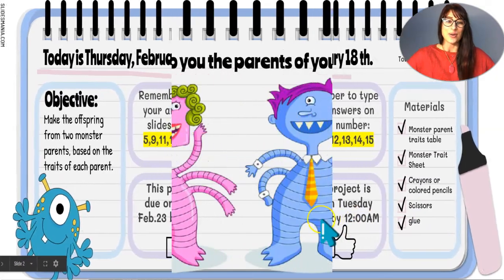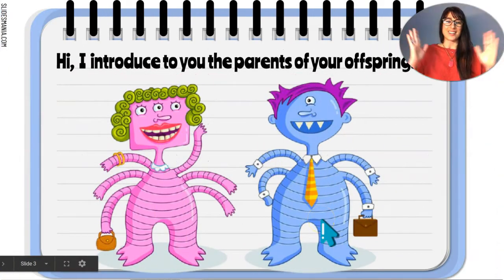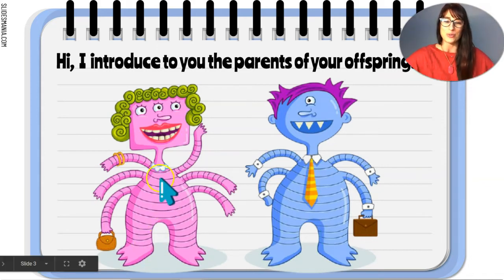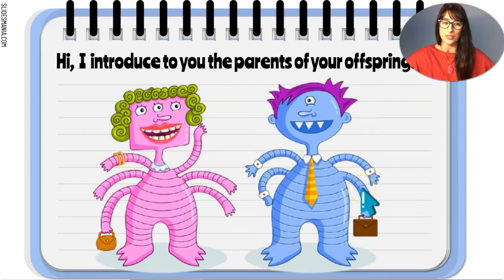All right, so here are the parents. These are the 2 parents you will be using to get the traits from, because remember, traits are features that offspring inherits, right, from parents. So here I introduce to you mom and dad of your offspring.